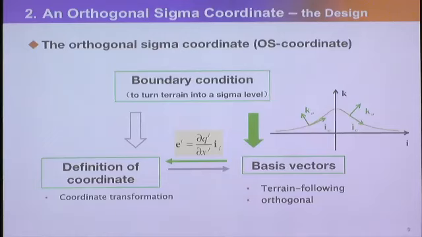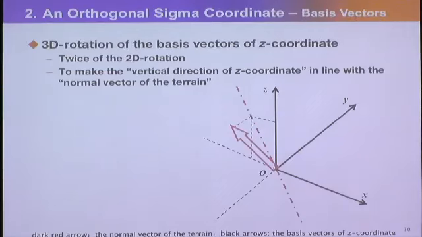Here is all the thought behind the new coordinate. And we do it in 3D because our atmospheric motion is in 3D. And the black arrows are the basis vectors of the z-coordinate. And the big red arrow is the normal vector of terrain. And the dotted red line is the projection of the normal vector of terrain in the XOZ plane.